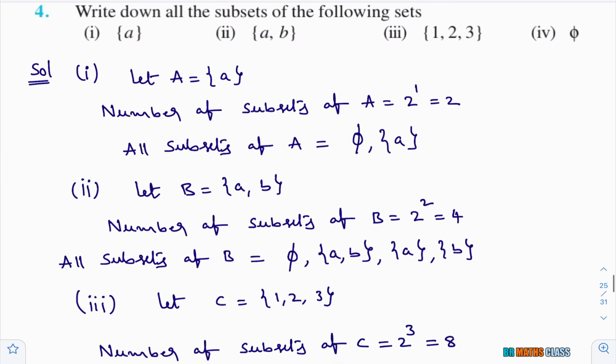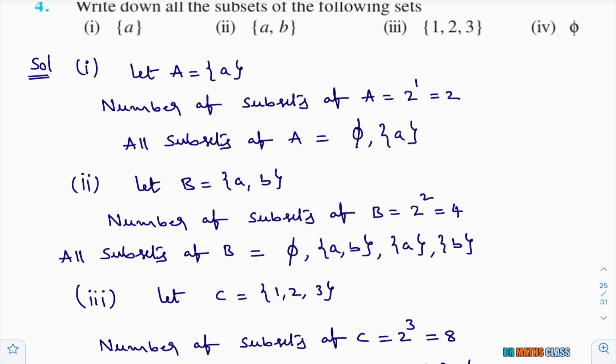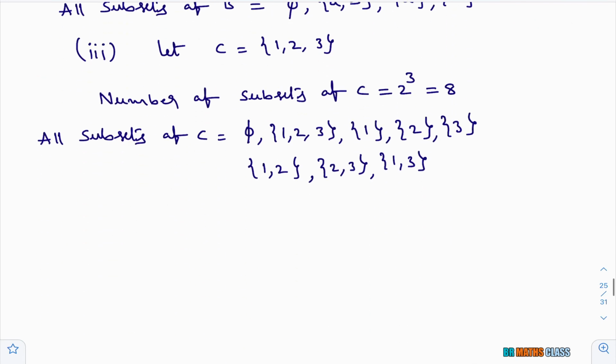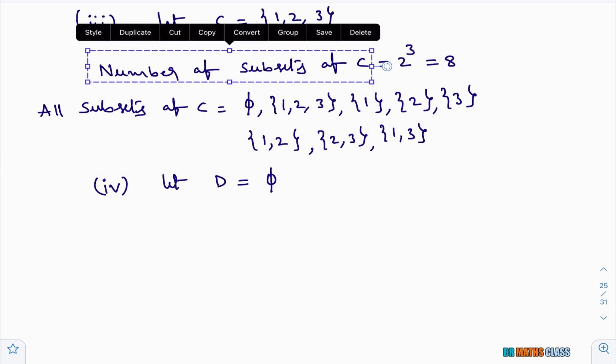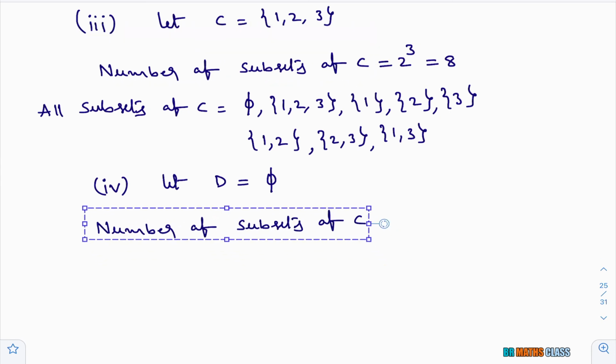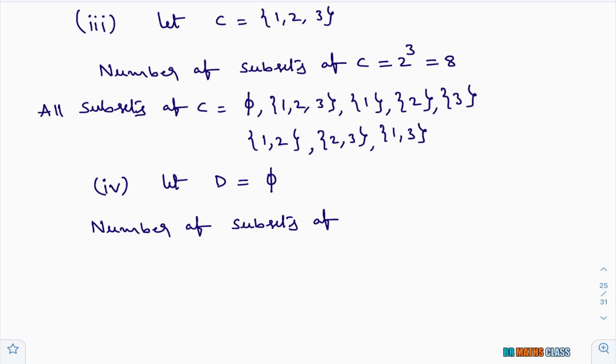Now, see the fourth bit. What is the fourth bit? They give an empty set. We need to write subsets of it. Okay, fourth bit, I'll take it as D. Let the given set be D. First point, number of subsets of D. The set D contains how many elements? Answer.